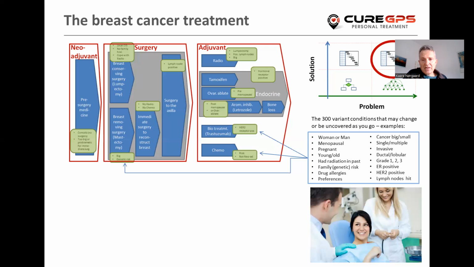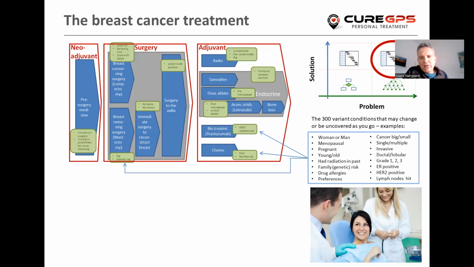If it's a woman, is she menopausal or not? Is she pregnant? Is she old or young? Did she have radiation therapy in the past? Because if she had, she can't have it again, and that might determine a lot of treatment options that don't require radiation therapy. Does she have a family risk? Does she have drug allergies? What are her preferences? Is the cancer big or small?